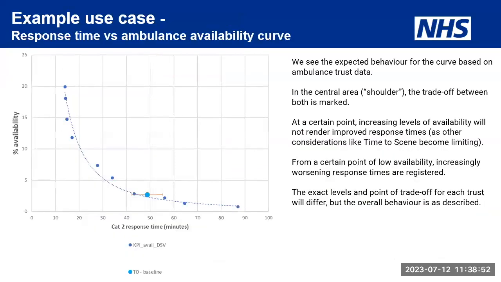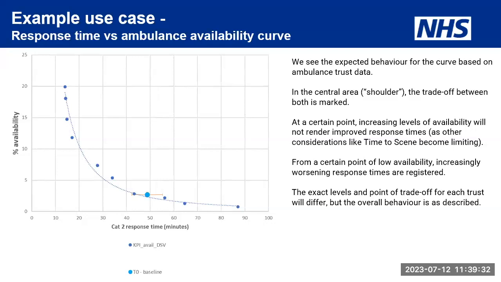So perhaps more interestingly, this is where we actually look at the relation between availability of vehicles and the category 2 response. This type of curve behavior is typical of what you see from queuing systems, but it's also what has been seen in some econometric relations for the various ambulance trusts. Now, the exact levels and where the inflection point is does vary, but what happens is there's a trade-off between those two. And then at high availability, at some point, you don't improve much more the CAT2 response time because, for instance, it gets limited by time to travel.